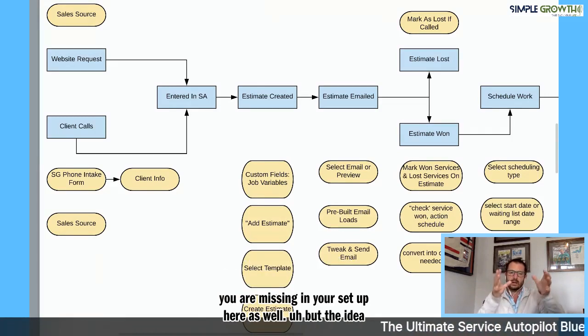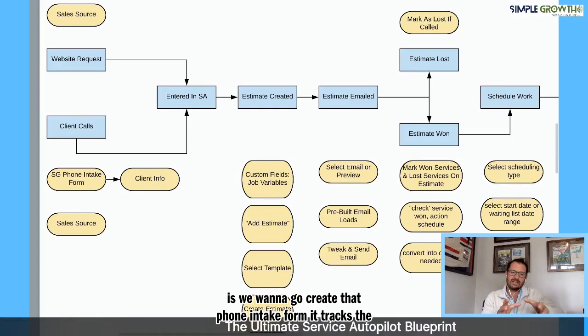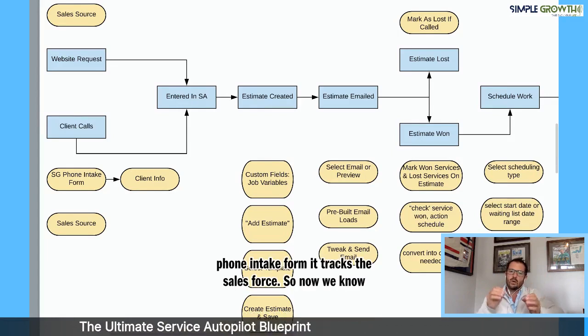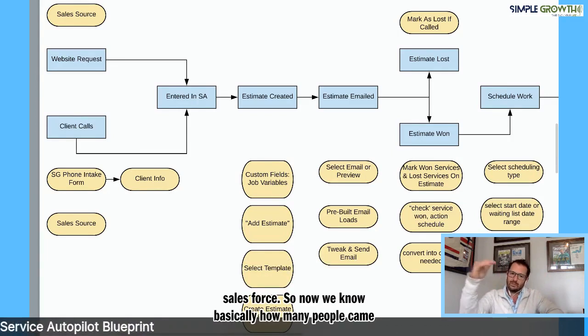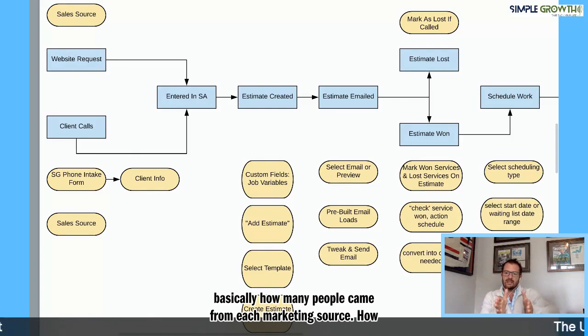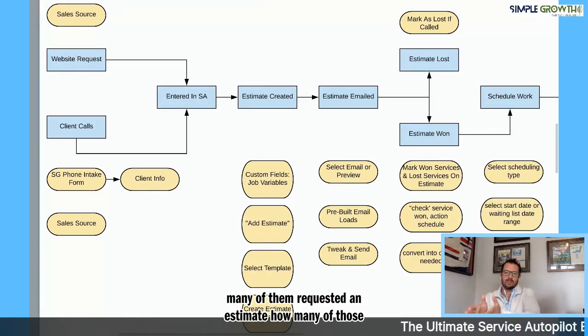But the idea is we want to go create that phone intake form. It tracks the sales source. So now we know basically how many people came from each marketing source, how many of them requested an estimate, how many of those people became clients.